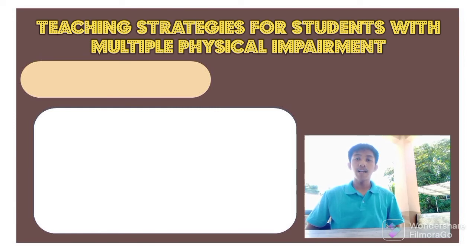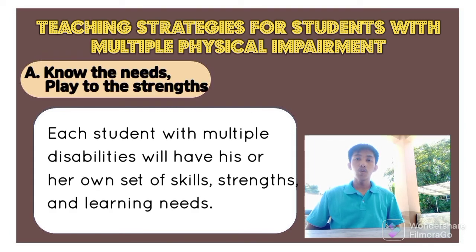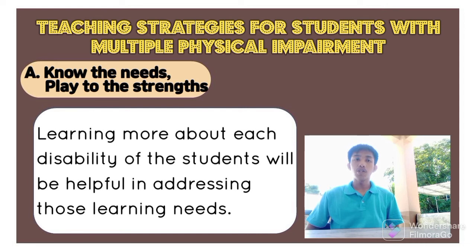Tips for teachers on how to address children with multiple physical impairment. Number 1. Know the needs, play the strengths. Each student with multiple disabilities will have his or her own set of skills, strengths, and learning needs. Learning more about each disability of the students will be helpful in addressing those learning needs. In addition, as a teacher, you have to find out more about the student's strengths, interests, and preferences. This can be used to motivate the students and enrich the education he or she receives.